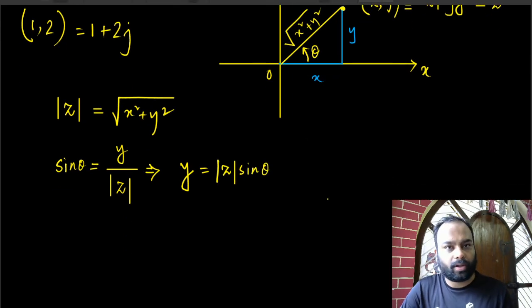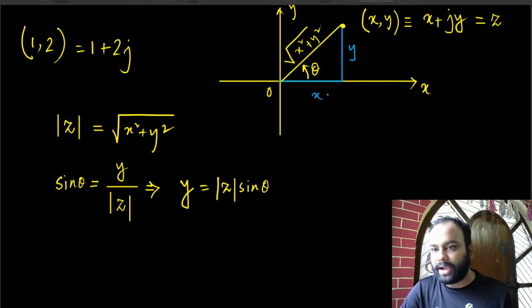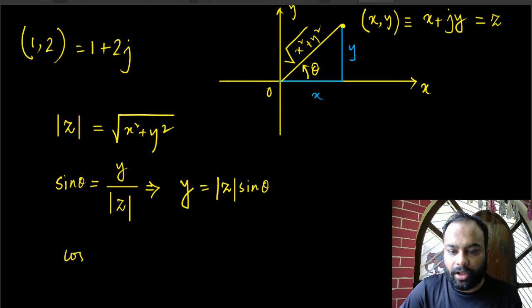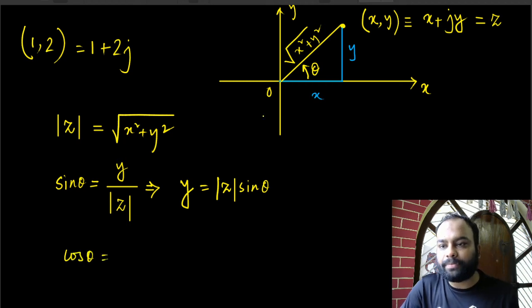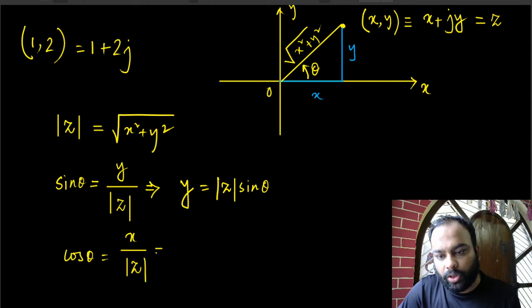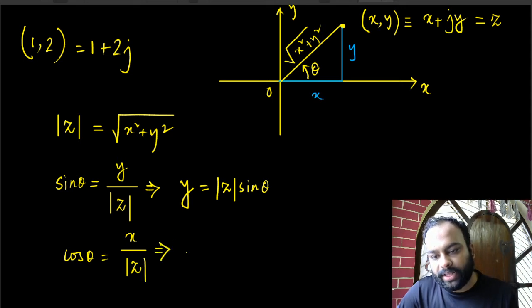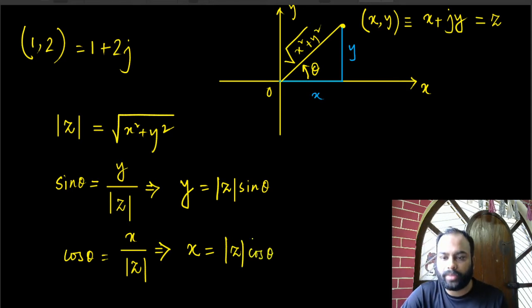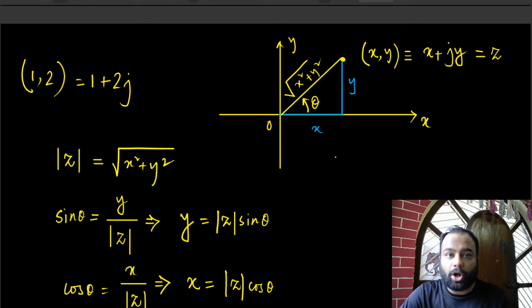Okay, understandable, right? We know that. And what about cos theta? If I say cos theta, that's base by hypotenuse, then same again x by mod z. So I have from this x equal to mod z cos theta. All right. So what is the complex number?